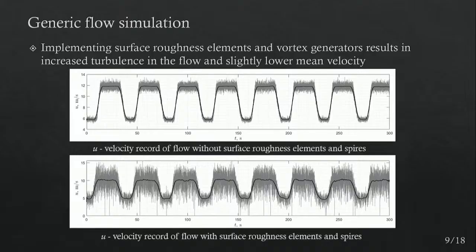Now if we use surface roughness elements, this is the lower diagram here, we get much more turbulence in the flow, as evident here by the very turbulent nature of mostly the gust winds, but also with the base winds as well. This also impacts slightly our mean velocity, so if we introduce surface roughness elements, we have a bit of a lower mean velocity.